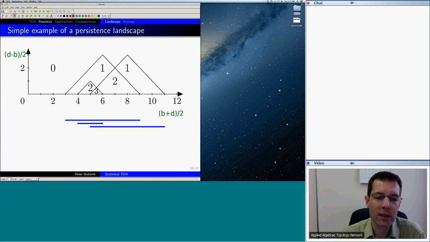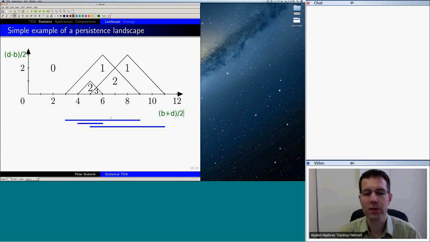The bases of the triangles give us the barcode corresponding to this persistence diagram. So if you want to start off with the barcode instead of the persistence diagram, you just draw these right angle triangles on top of them and fill in numbers by however many of them are overlapping. The thing that I want to do is to define a sequence of functions, and we do that by, let me here. So the first function we just get by tracing the boundary here.